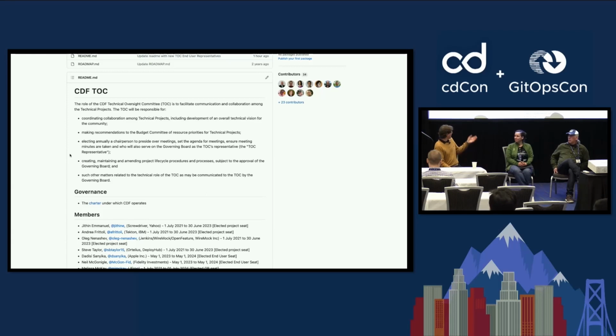I put up the charter, which is under the CD Foundation /TOC repo. To give you an idea of what we do, as a TOC we are responsible for collaboration between and among the technical projects hosted within the CDF. We are also responsible for the life cycle of these projects, making sure that we review applications for projects entering the CDF, and helping them grow through the CDF and get to a graduated state.